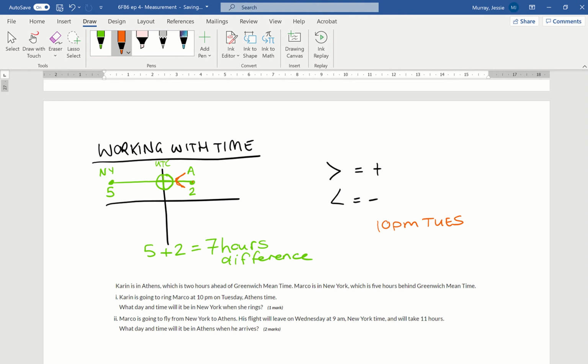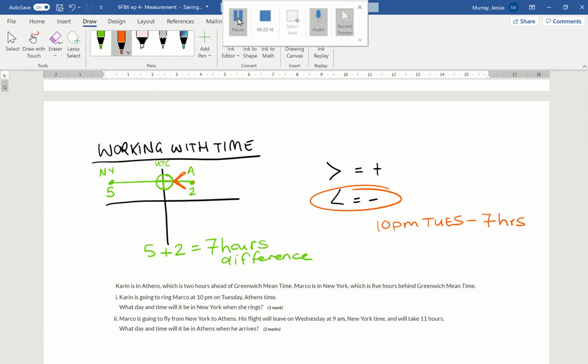So my sign is a less than sign. A less than sign, I minus, according to my little formula there. So I know I need to minus my 7 hours. Okay, so it's as easy as that then. I end up with 3 p.m. Tuesday. And there's my answer. So that's for part 1.